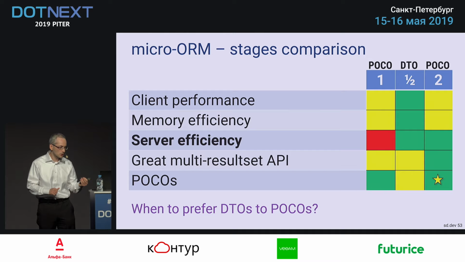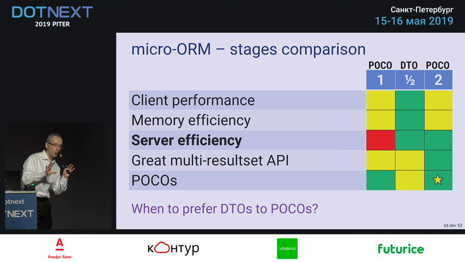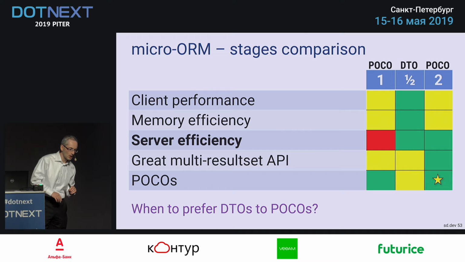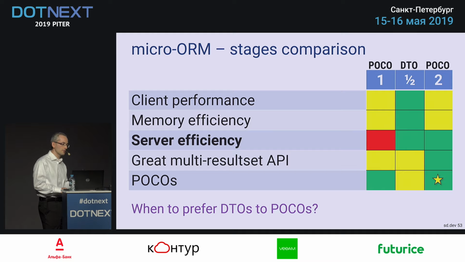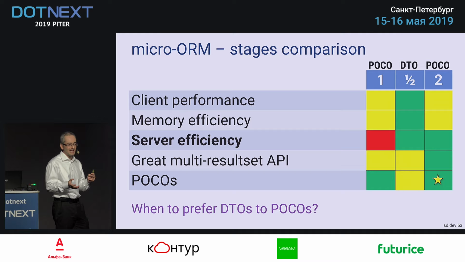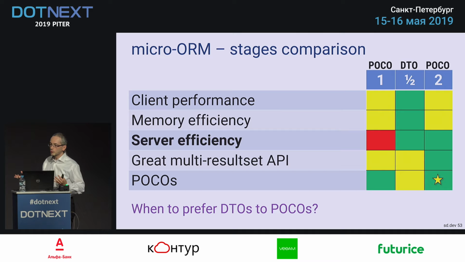So the first criteria is client performance. Let's say that the most important thing to your application is client performance. You're willing to sacrifice everything else as long as you get client-side performance at all costs. So if it is client-side performance that you want, the winner here is clearly the half-stage approach. Because in the half-stage approach, you're going to be returning a list of DTOs, and as we've discussed, building that list of DTOs essentially skips materialization, or the expensive part of materialization. So it's going to perform better. It's going to run faster.